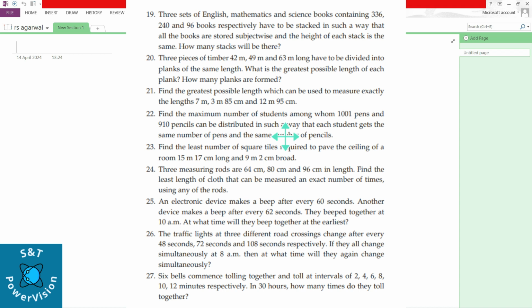In this video, we'll solve the last 5 questions of the RS Agrawal class 10th real numbers exercise 1B. So let's start here.